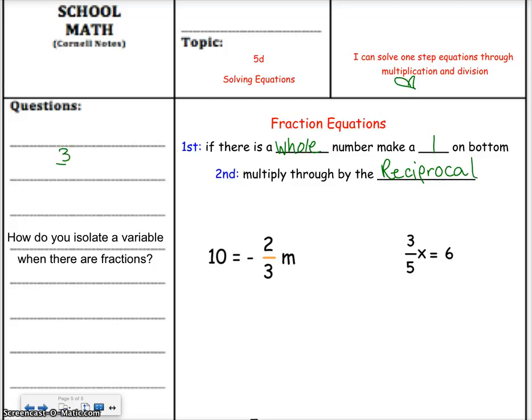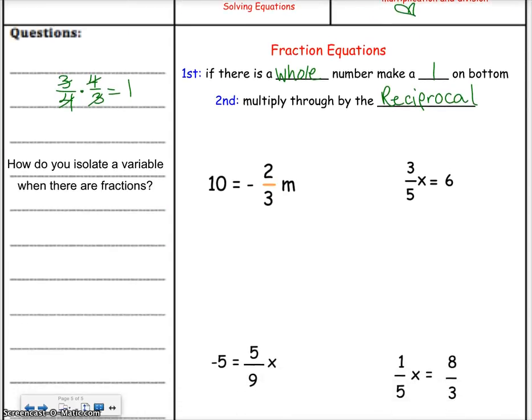Notice if I had 3 over 4, if I wanted to cancel the 3 and 4, I would times through by 4 over 3, because notice that it cancels the 4 out, and it cancels the 3 out, and you're left with just 1. So that's our goal when we're timesing through by a reciprocal. We're trying to cancel everything out.